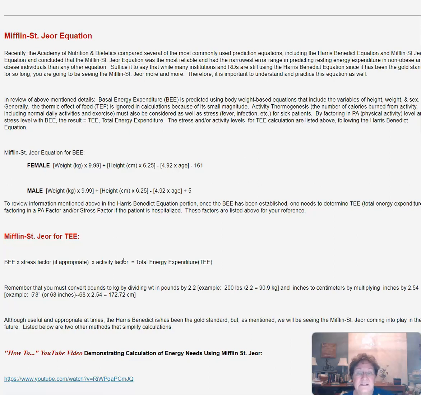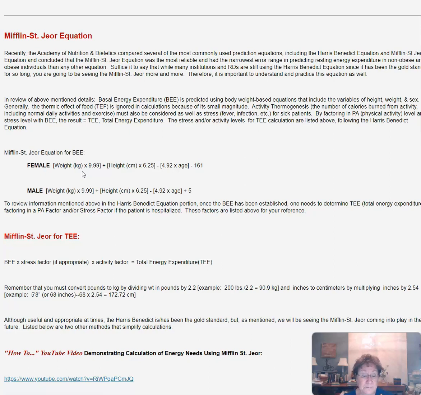So again, let's take a look here on our screen, and we have the Mifflin-St. Jeor equation for BEE. Okay, so notice the height and weight are in metric measurements. You do need to know how to convert to metrics, and over time, I would encourage you to memorize the Mifflin-St. Jeor formula. On our exams, I will give you that formula, but the NDTR credentialing exam will expect you to know it.